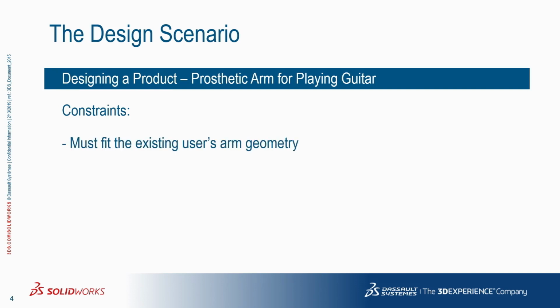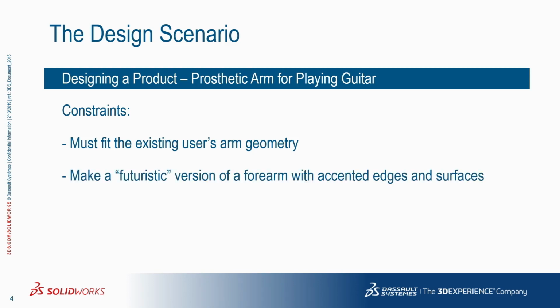So that has some constraints. As you know, prosthetic fits to someone's body. So we need it to fit the user's arm geometry. We want to make a more futuristic version, make it edgy and curvy, and give some accented edges. So it's not just a standard prosthetic, we're going to modernize it. And then we're going to make sure that it has a hand on the end of it. That's a very specific part of the design to make sure it grips onto a guitar pick really well.